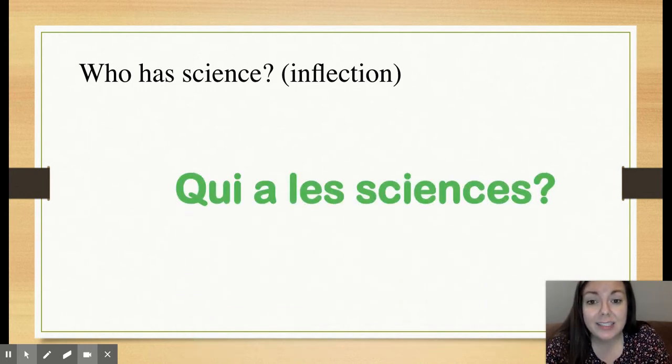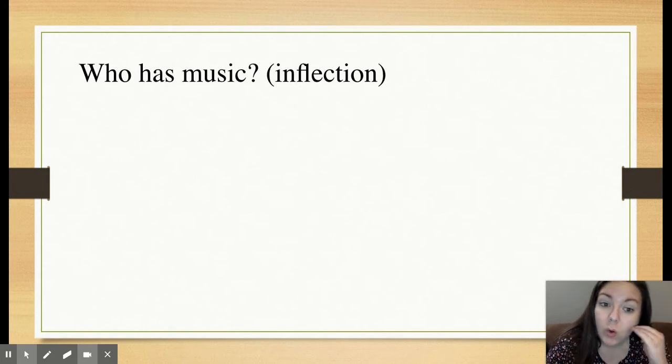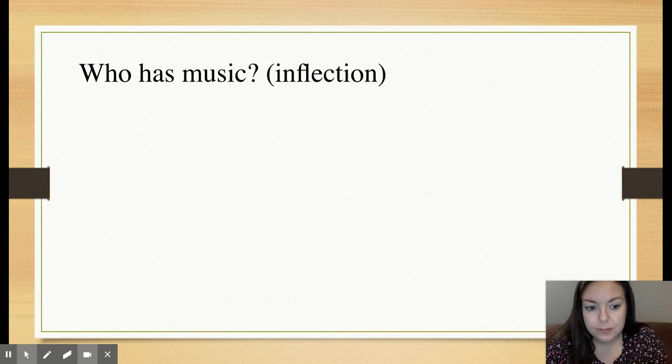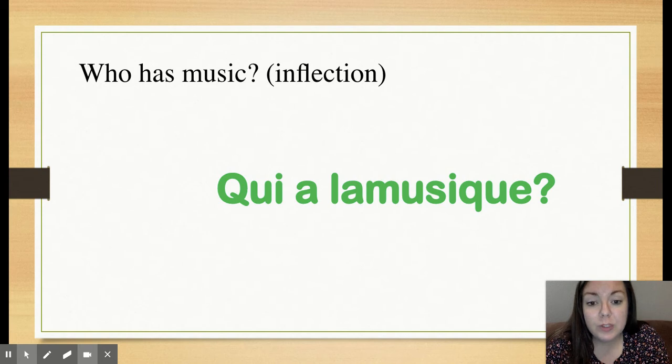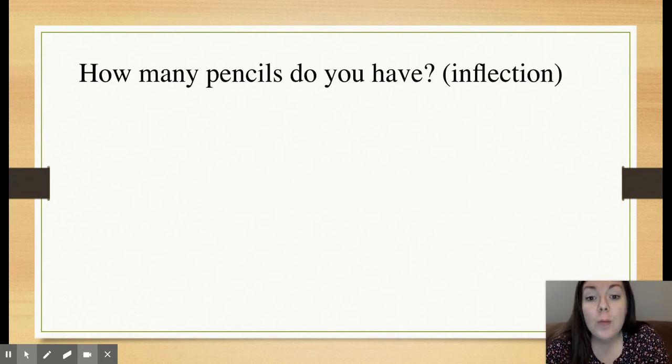Vérifiez, qui a les sciences. Who has music? Pause. Qui a la musique? There should be a space right there. Qui a la musique?